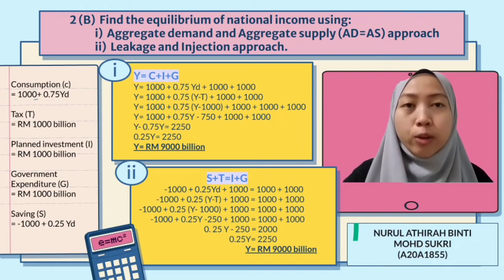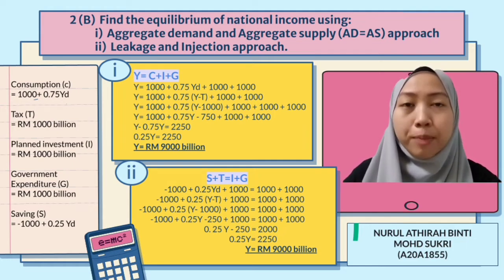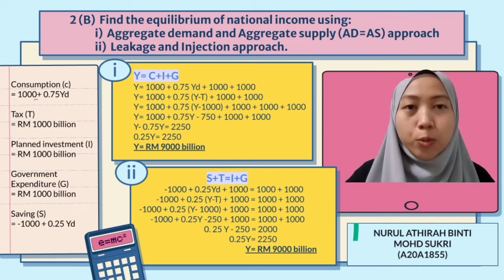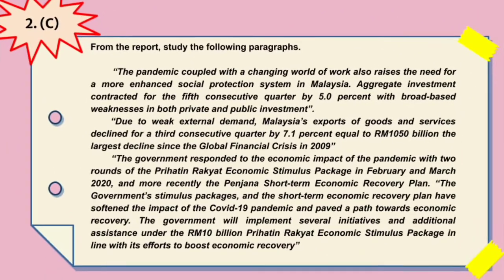Secondly, for the question 2 Roman, find it using the leakage and injection approach. The formula is S plus T equals I plus G. The value for saving is negative 1,000 plus 0.25 YD, and the value for tax, investment and government expenditure is RM 1,000 billion. So the final answer we get is Y equals RM 9,000 billion.